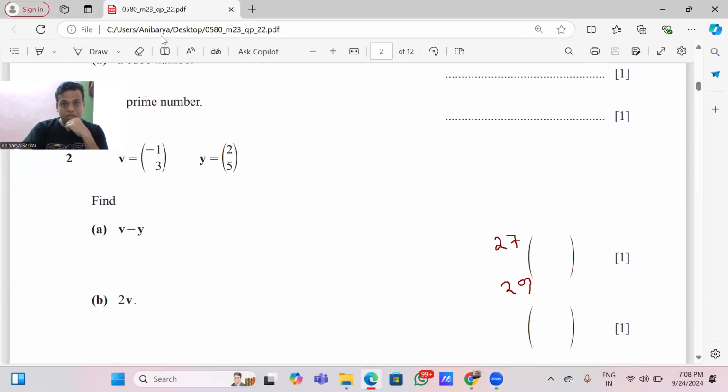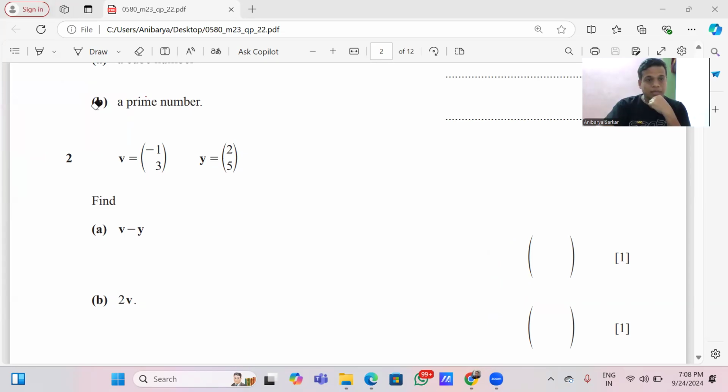The next question is on vectors. How do we solve it? Two vectors are given, v and y. First is subtraction, general subtraction. So v minus y, I'm writing here. The value of v that is given is (-1, 3), then minus (2, 5).